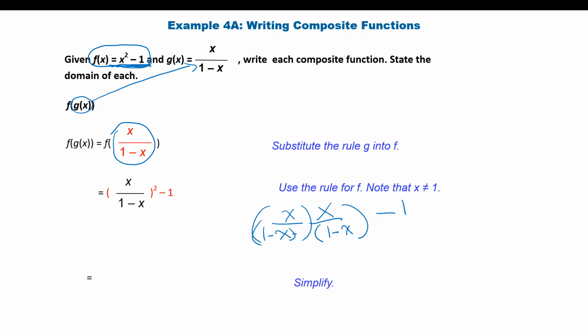When you simplify that all out, you end up with negative 1 plus 2x divided by 1 minus x squared, and that's your answer. This is the only part that's just tedious and time-consuming, but the rest of it I think you should find to be relatively easy. Okay, let's try another one.